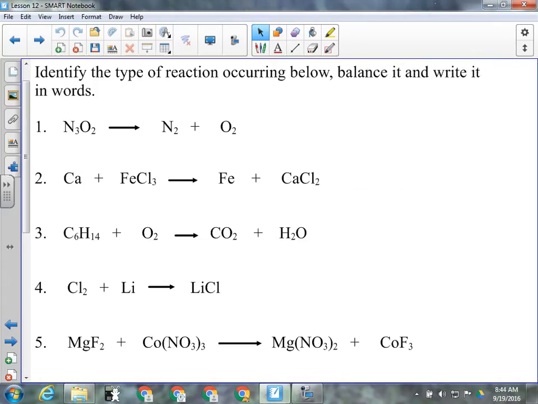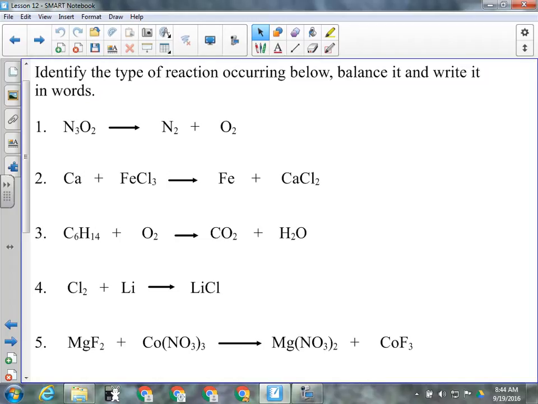On Wednesday, we talked about the 5 kinds of chemical reactions. We talked about synthesis reactions, where 2 elements combine to form a single compound. We talked about decomposition reactions, which are the exact opposite. One compound breaks down into its component elements.